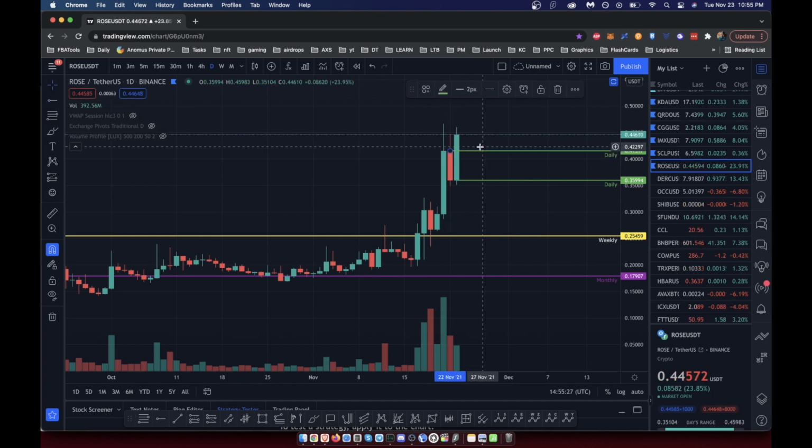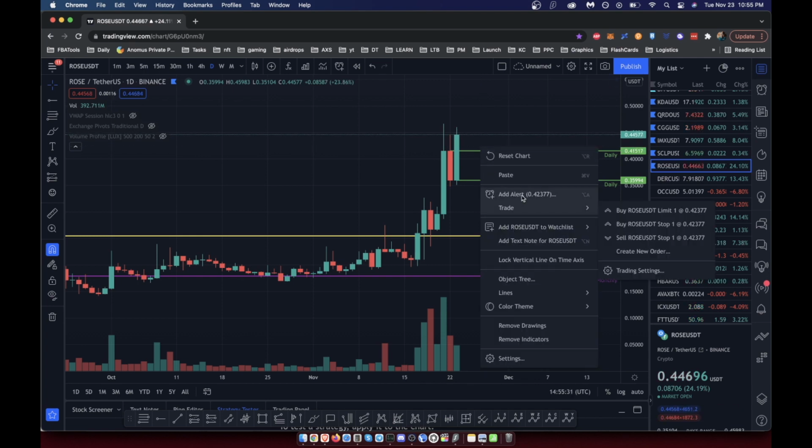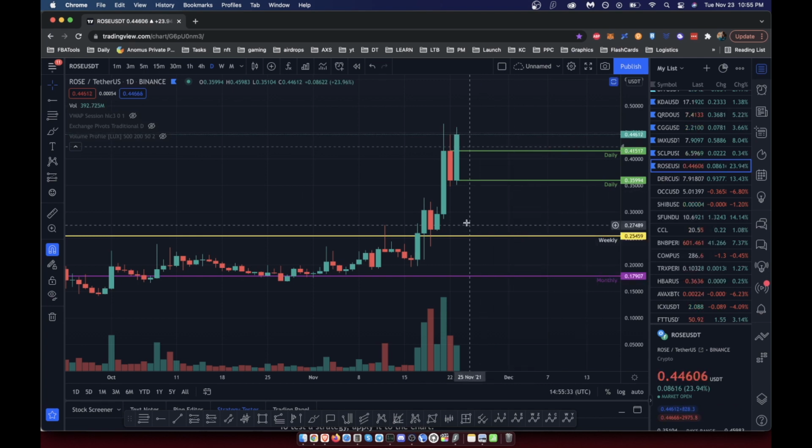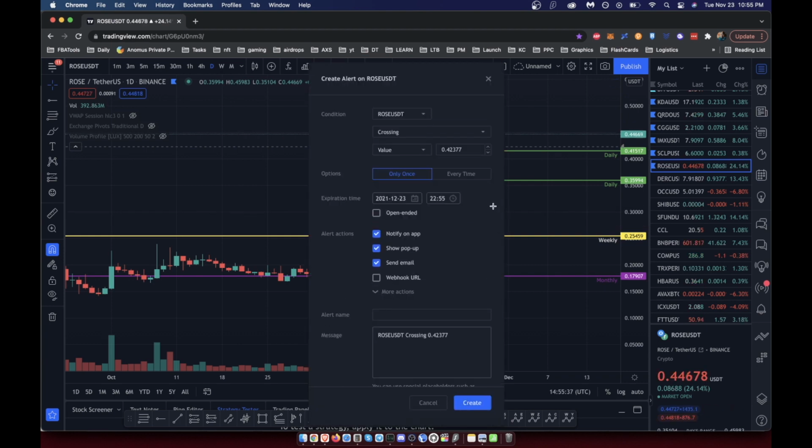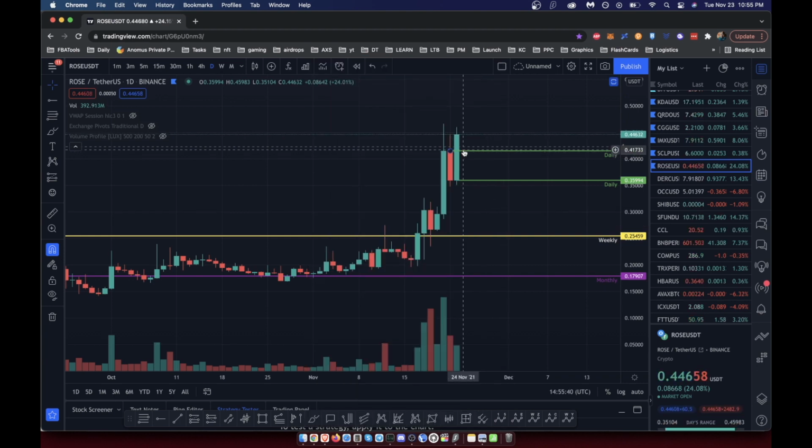And actually, I would really want to see this would definitely be an area I would want to buy at. But if I really wanted ROSE, which I kind of do, I would put in a little bit now, just very little, so I don't FOMO.